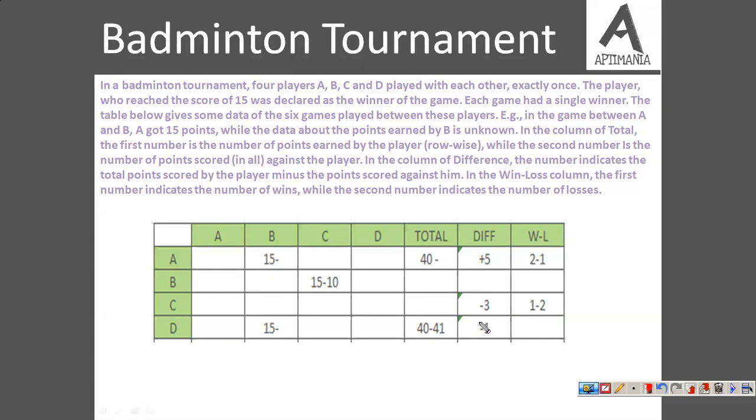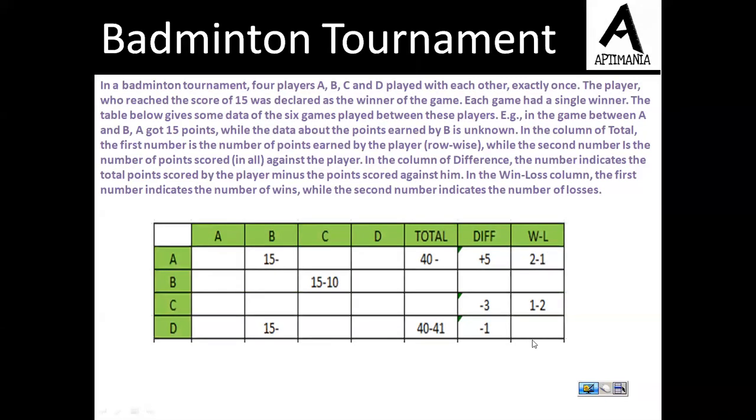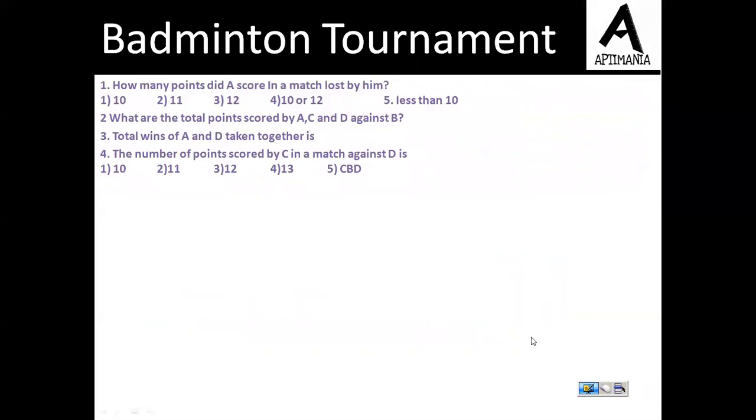Fine. In the win-loss column, the first number indicates the number of wins, whereas the second one indicates the number of losses. This is very clear. Now the questions based on this information are: the first question is, how many points did A score in the match lost by him? What are the total points scored by A, C and D against B? Total wins of A and D taken together, and the number of points scored by C in a match against D.